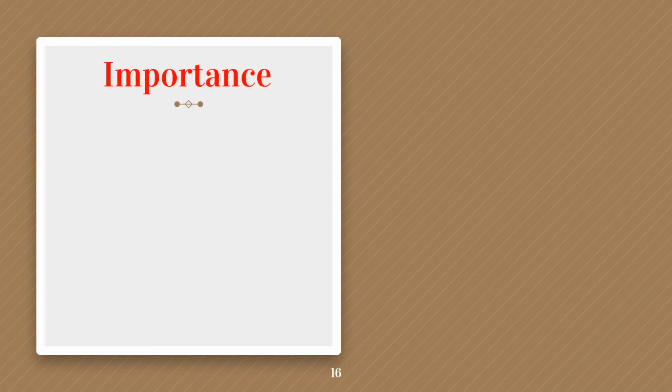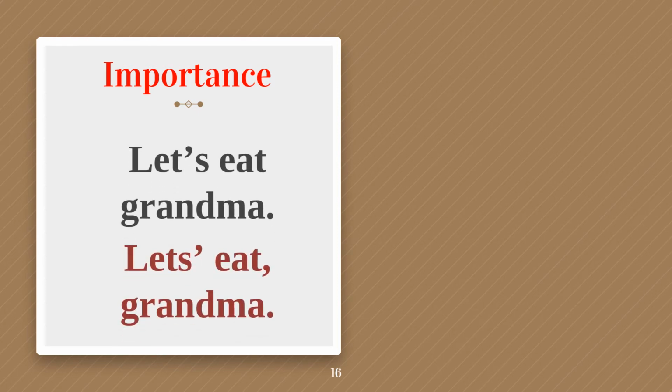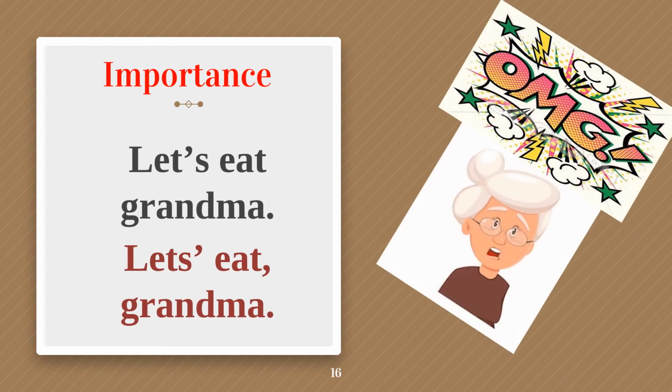Now the next is the importance of comma or the punctuation marks. The example is: let's eat grandma. Can you eat your grandma? No, you cannot eat your grandma. So there is need of a punctuation mark, that is, let's eat, comma, which shows a pause, grandma. It means that you are calling your grandma. Let's eat, grandma means please come grandma, let's eat together. I hope you have understood with this example.